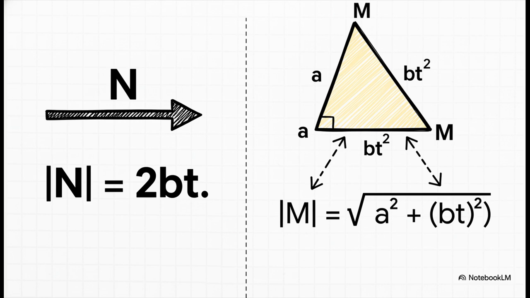Next up, the magnitudes. The magnitude of n is pretty simple. It's just 2b. For m, we have to be a little more clever. Since the vector a is perpendicular to the vector b, it's also perpendicular to bt squared. That means we can think of a and bt squared as the two legs of a right triangle. And how do you find the length of the hypotenuse? Good old Pythagorean theorem. It's just the square root of the sum of the squares.